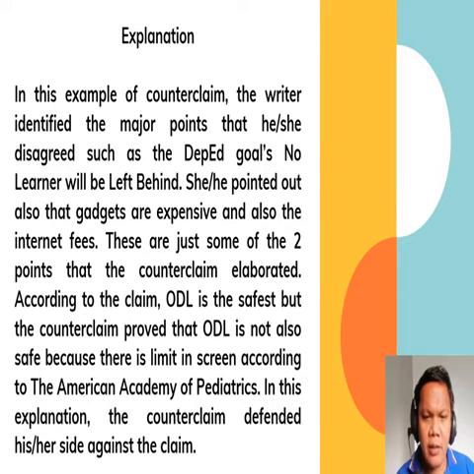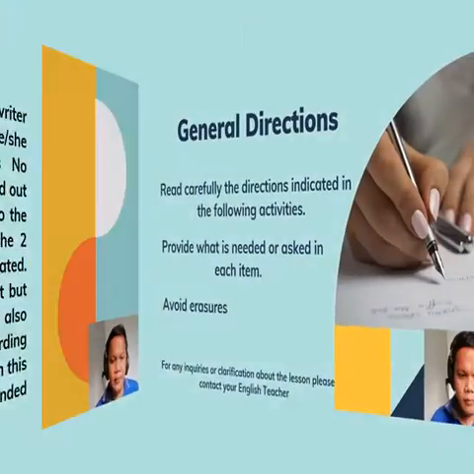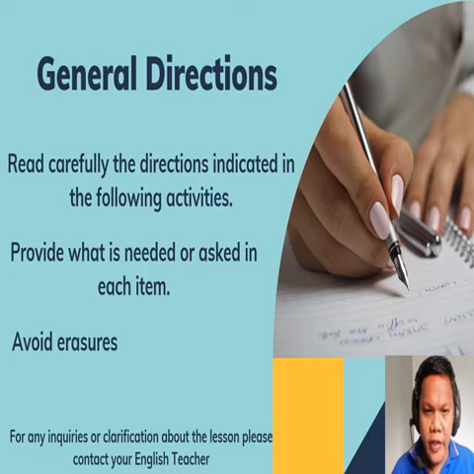Here is the explanation. In this example of counterclaim, the writer identified the major points that he or she disagreed with, such as the goal of no learner being left behind. She or he pointed out also that gadgets are expensive and also the internet fees. These are just some of the points that the counterclaim elaborated. According to the claim, ODL is the safest, but the counterclaim proves that ODL is also not safe because there is a limit in screen time according to the American Academy of Pediatrics. In this explanation, the counterclaim defended his or her side against the claim.